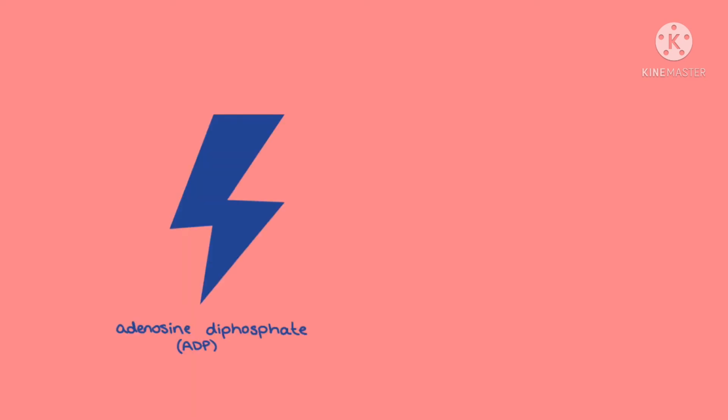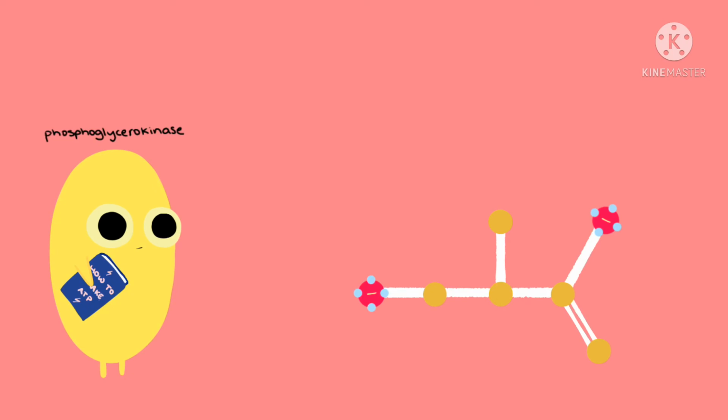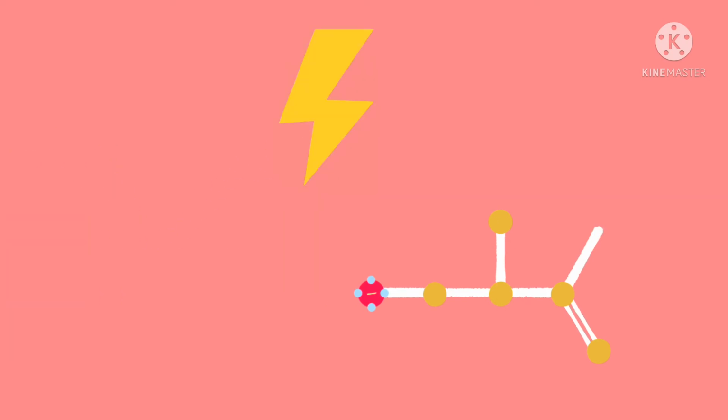The next step involves adenosine diphosphate, or ADP, which needs to be converted to adenosine triphosphate, or ATP, which is the main way our bodies store energy. To do this, we simply add a phosphate to ADP. The enzyme phosphoglycerokinase does this by transferring a phosphate from BPG to ADP, thus converting BPG into 3-PGA. Since this process happens twice, remember there are 2 molecules of GAP, 2 3-PGA molecules and 2 ATP molecules are produced.